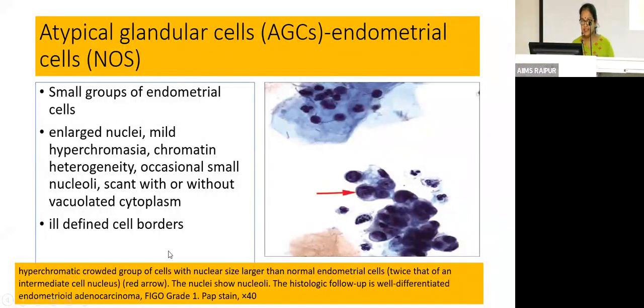So when you see this HCG, when will you suspect endometrial origin? Nucleus size larger than normal endometrial cells, twice that of a normal intermediate cell nucleus. The nuclei may show nucleoli. And in this case, the histologic diagnosis was well differentiated endometrioid adenocarcinoma grade 1.